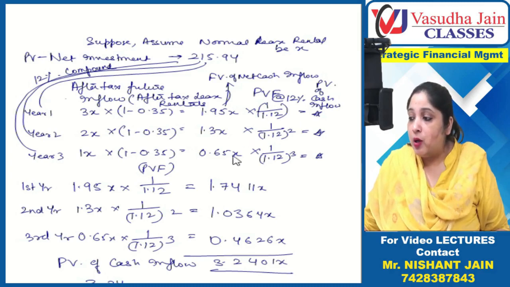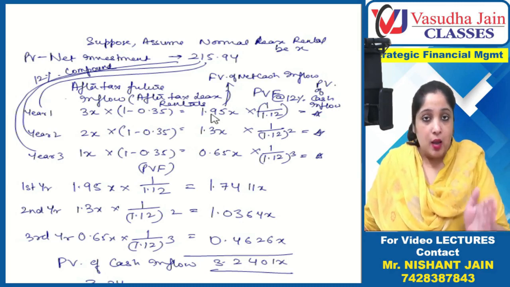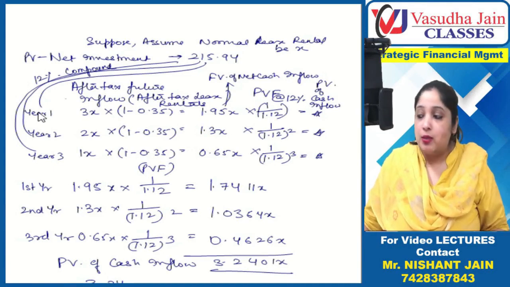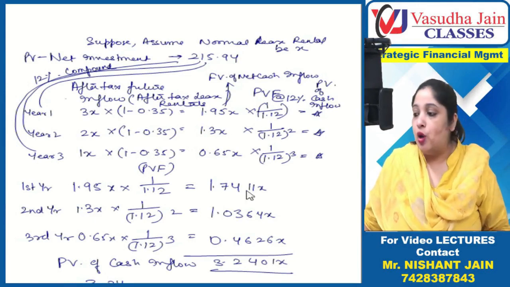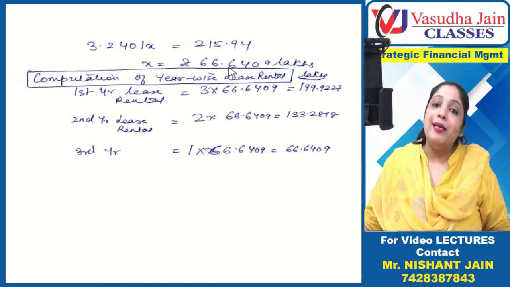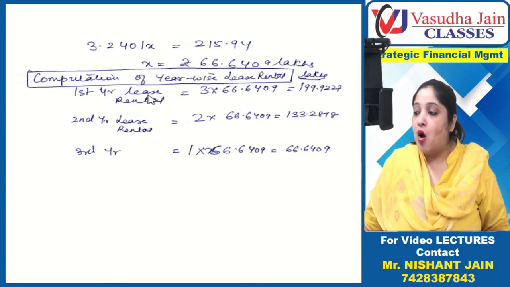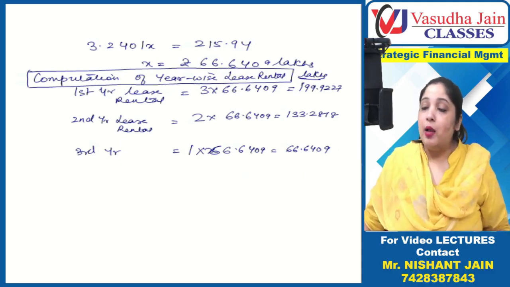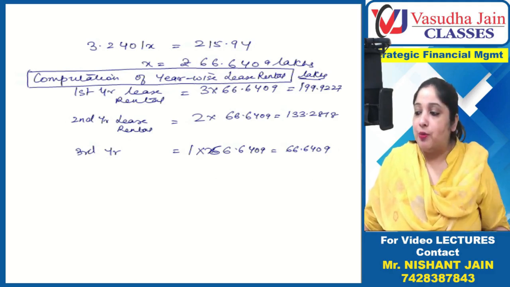So we first compute the present value. Basically we are trying to do the discounting. When we compute present value, we say we are discounting. We want the compounding to be 12%. So when we discount this figure, it should come to 215.94. When we find the present value, it should be equal to 215.94. If x is this much, then only our return is 12%. So if x is this much, how will the year-wise lease rentals be? This is a very simple question. I hope you have understood. If not, you can ask me about it.